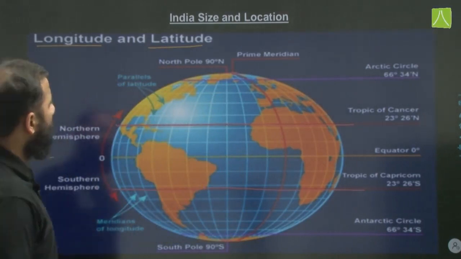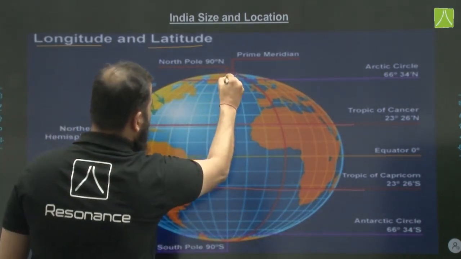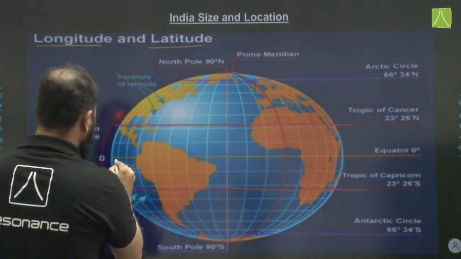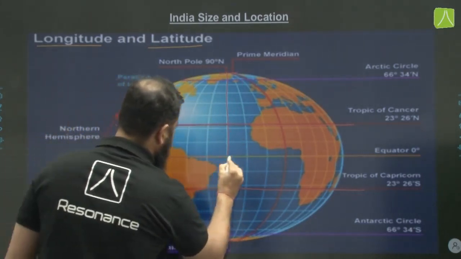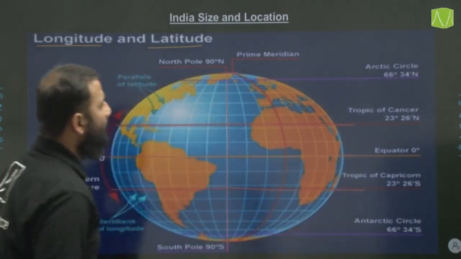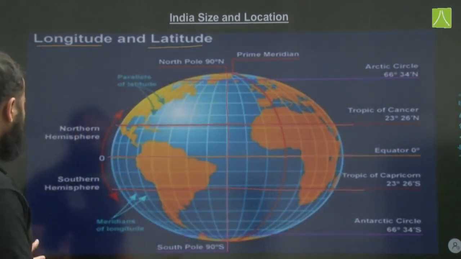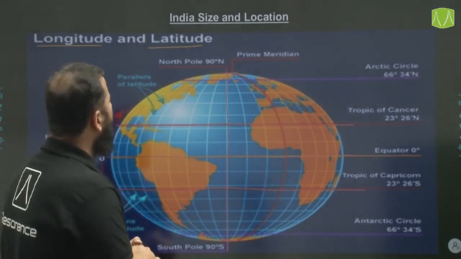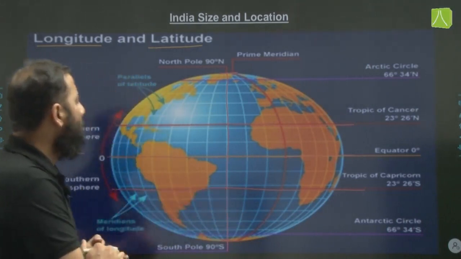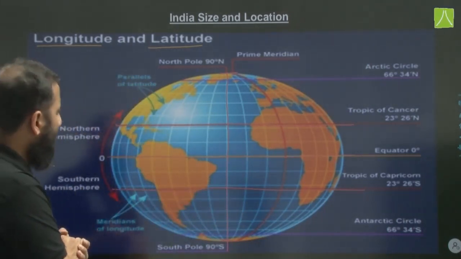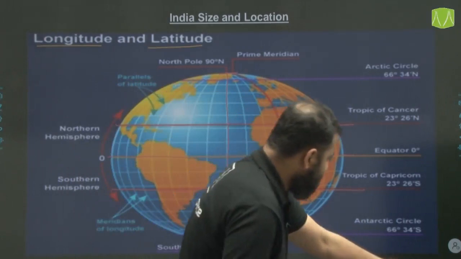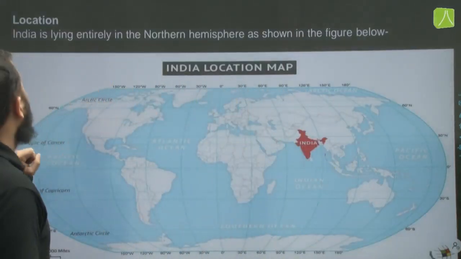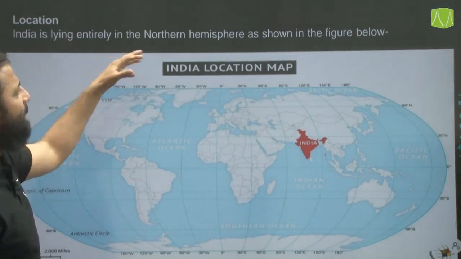Apart from this, you can call this the prime meridian. And this is the equator. Now these are some of the identifications on a globe about longitudes and latitudes. Now India is located here. That is, India is lying entirely in the northern hemisphere as shown in the figure below.